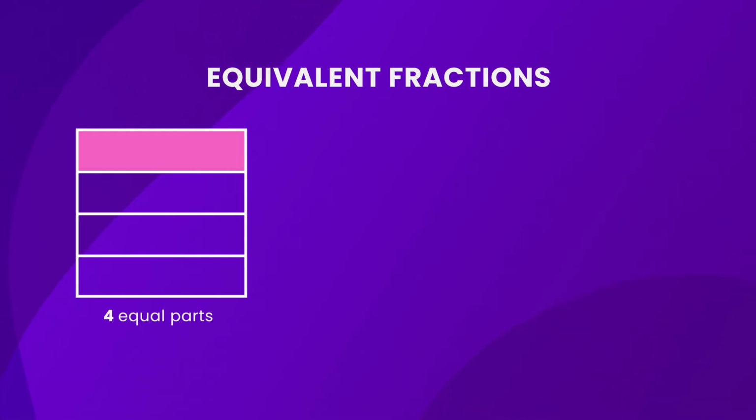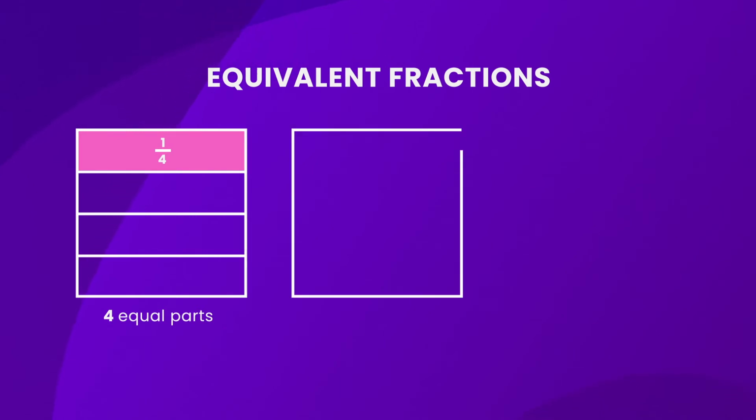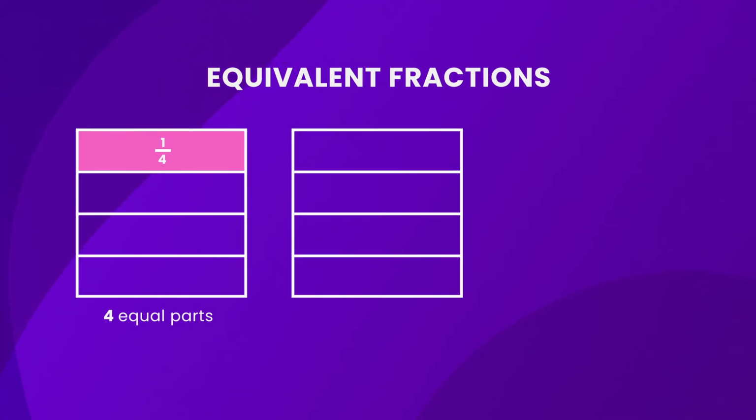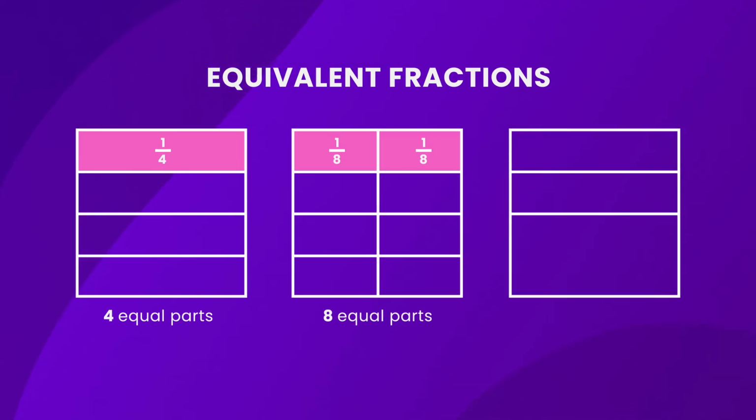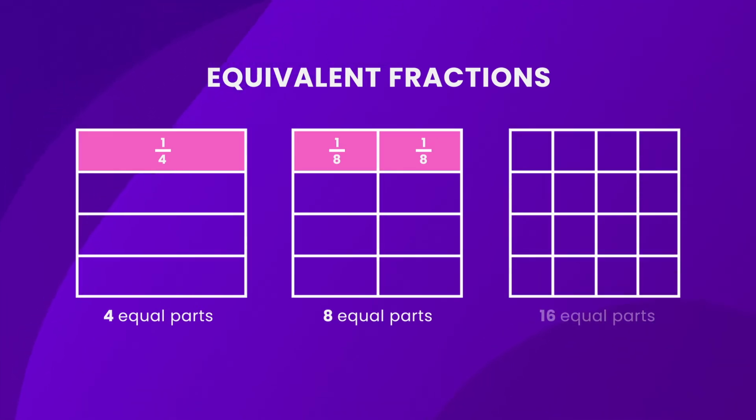This shaded part is 1/4. I can divide it again into 8 equal parts, or 8ths, and this shaded part is 2/8. And you'll notice that the same amount is shaded as in the first picture. I can divide the square again into 16 equal parts, or 16ths, and this shaded part is 4/16. Again, the same amount is shaded as in the previous 2 diagrams.